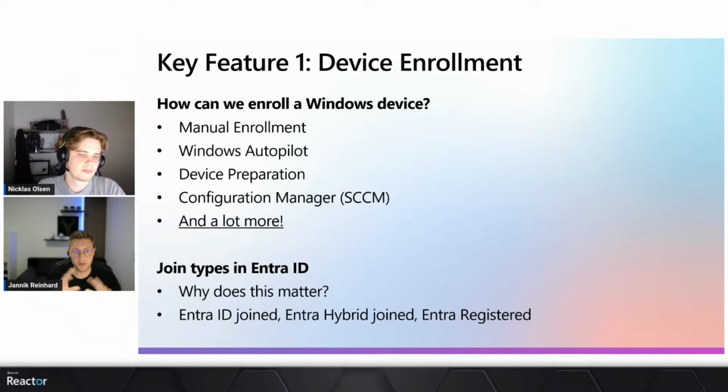Also important to mention is that there are different ways to join your devices to Entra ID, because this is in the end a prerequisite that the devices are connected to Entra ID, and we have different join types. We have a full Entra join. This means the device is Entra only joined, but you also have some other possibilities. You have the possibility to make a hybrid join. This means the device is joined to Entra ID, but at the same time also to your on-premises AD.